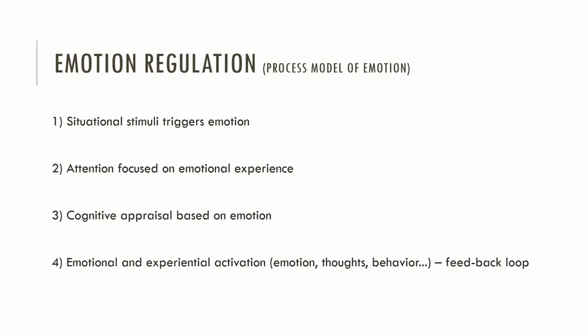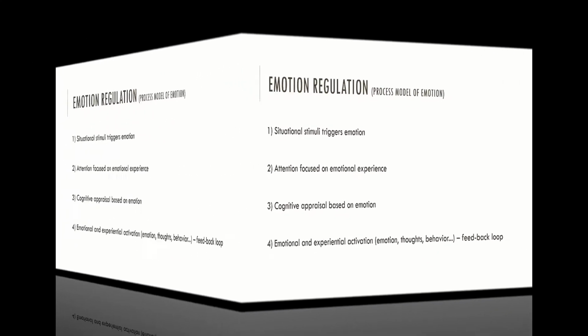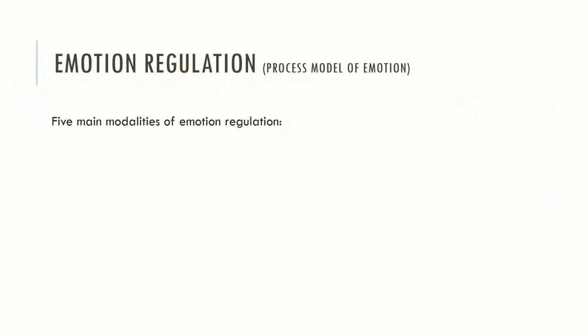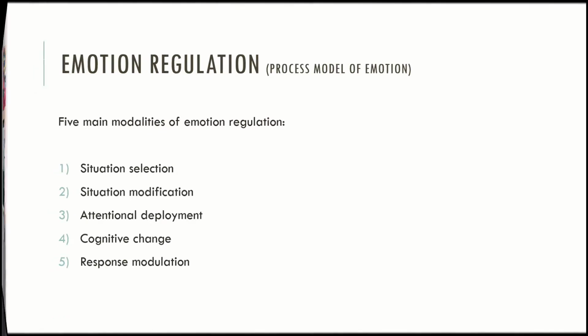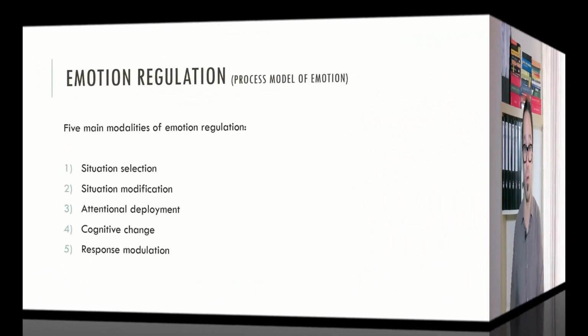From this conceptualization, the process model has five different modalities in emotion regulation that respond to particular situations. They occur in the following order. 1. Situation selection. 2. Situation modification. 3. Attentional deployment. 4. Cognitive change. And 5. Response modulation. Also, this model divides the emotion regulation strategies into two broad categories, antecedent-focused and response-focused.